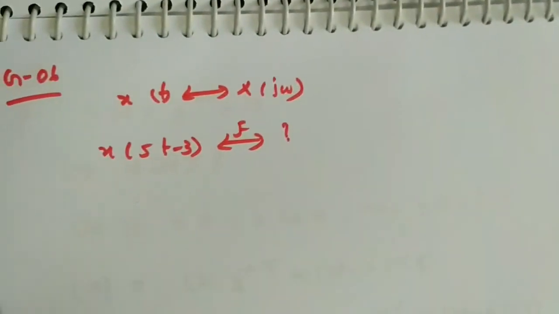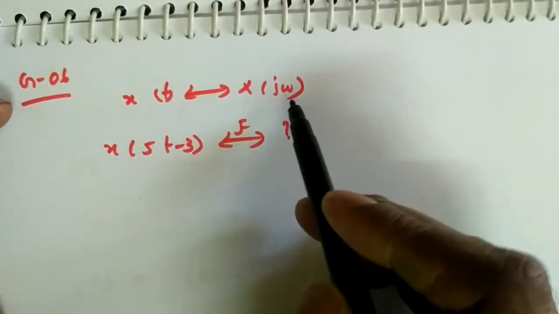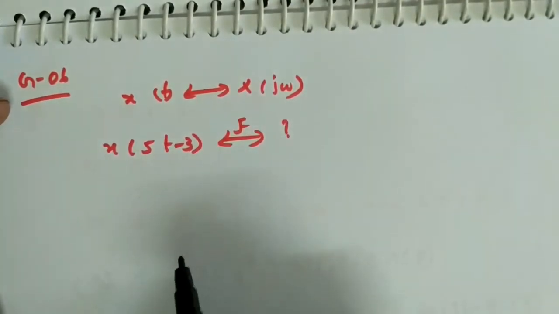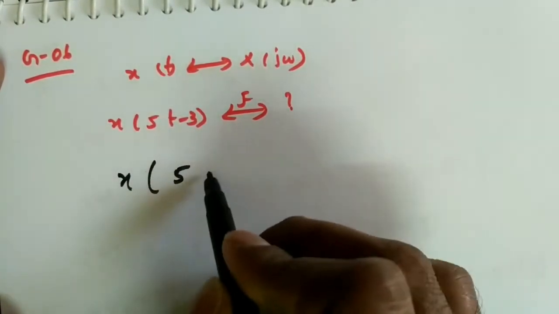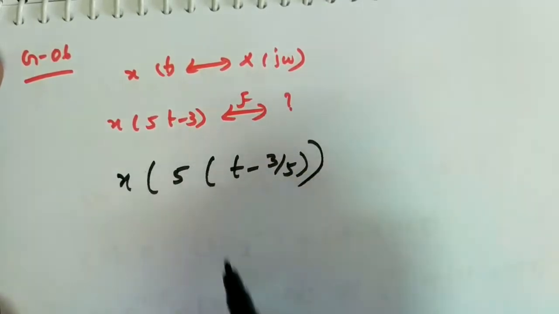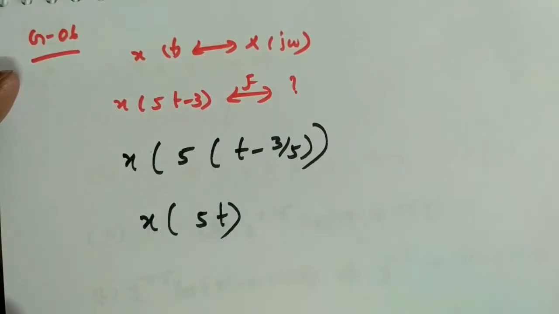Next we will see another one. In the next, GATE 2016, given x of t is x of j omega, in the omega domain. What is the Fourier transform of x of 5t minus 3, right? It's very simple. Again we have to take 5 common, then it will become t minus 3 by 5. Now what is the first step? We need to do the scaling, right?